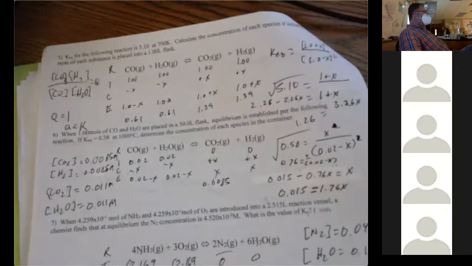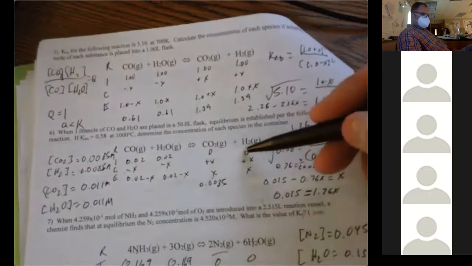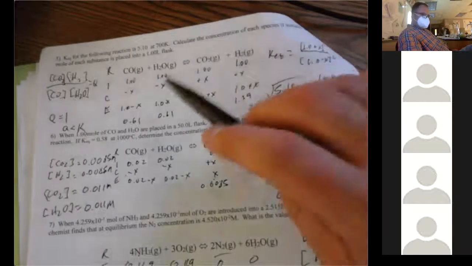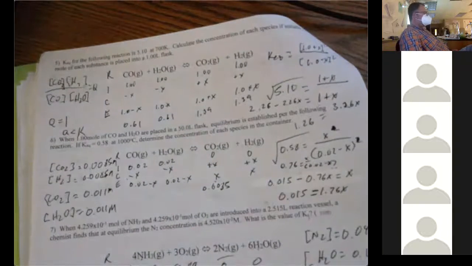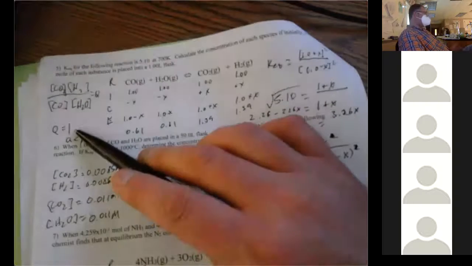So when do you know? You know when to do that whenever you don't know whether to subtract or add X. Sometimes you have 0, so you know that it's going to have to be forward. In this case, we did not have a 0. So we had to figure out which reaction was going to be favored. The only way to do that is to solve for Q.